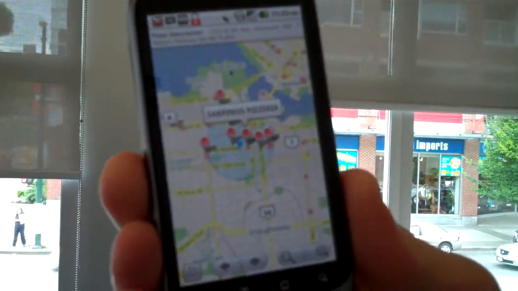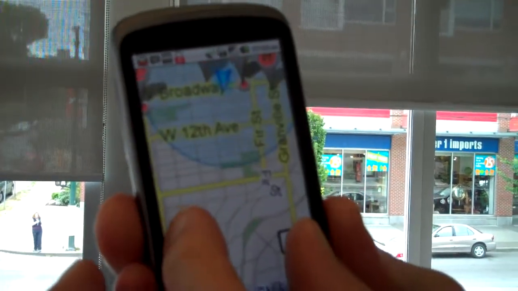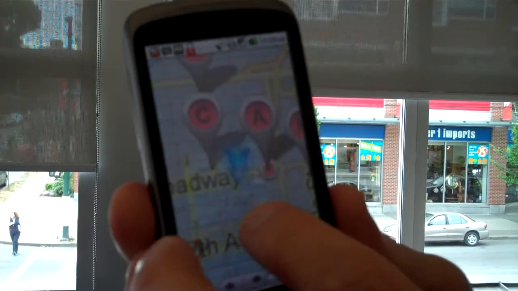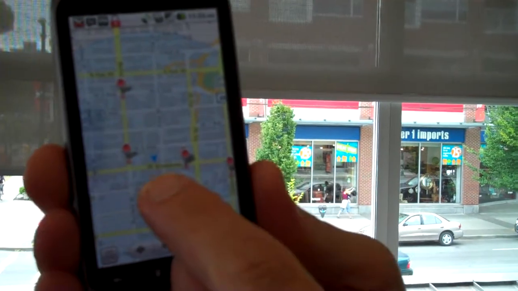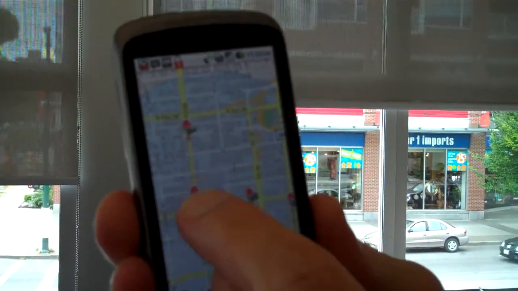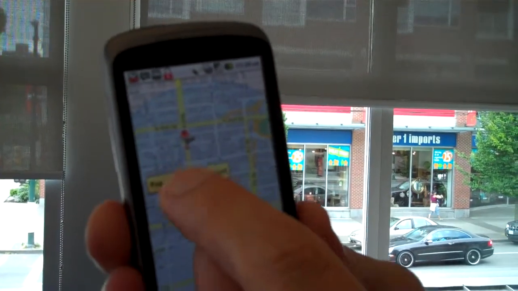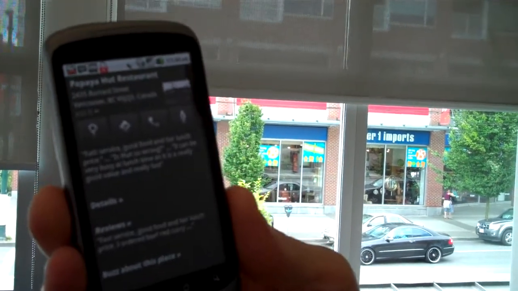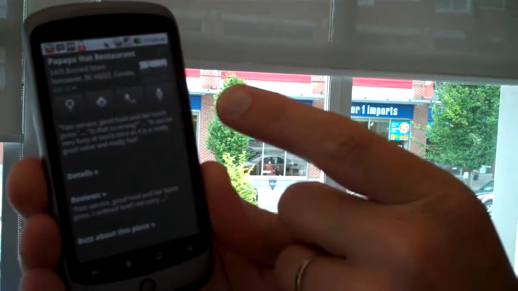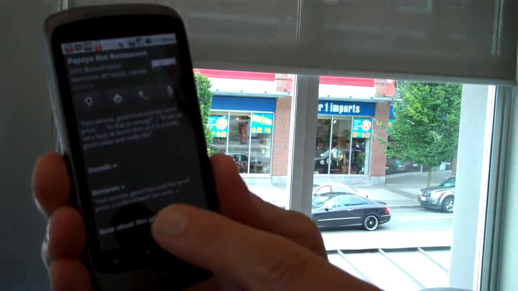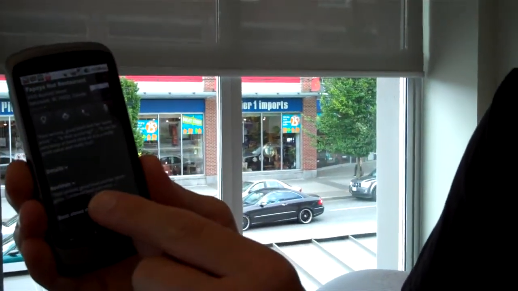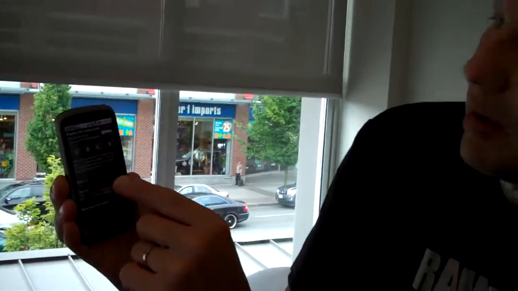So there it's found that we searched for pizza, and what it's done is it's actually found the pizza places around where we are. We're right here, right where the blue arrow is. Now, we can look at some of these restaurants. So there's Papaya Hut Pizza. Now, there's a number of things I can do. Right away I've overlaid, or somebody has overlaid, the reviews. So we've got reviews: fast service, good food, and fair lunch price, ordered a beef red curry, and so on.